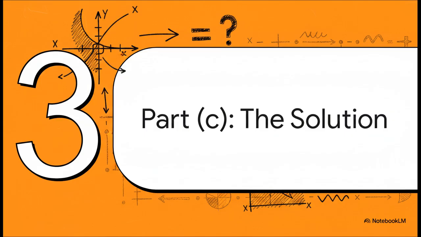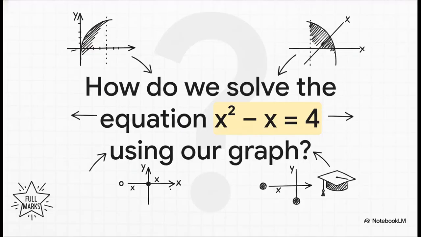This is where we actually get to use the graph we've just drawn as a tool to solve another equation. This is the payoff for all that careful plotting and drawing. So the question asks us to find solutions for the equation x squared minus x equals 4. You might be thinking, how does that connect to my graph? Well, remember, our curve is the graph of y equals x squared minus x. So if x squared minus x equals 4, that just means y equals 4.